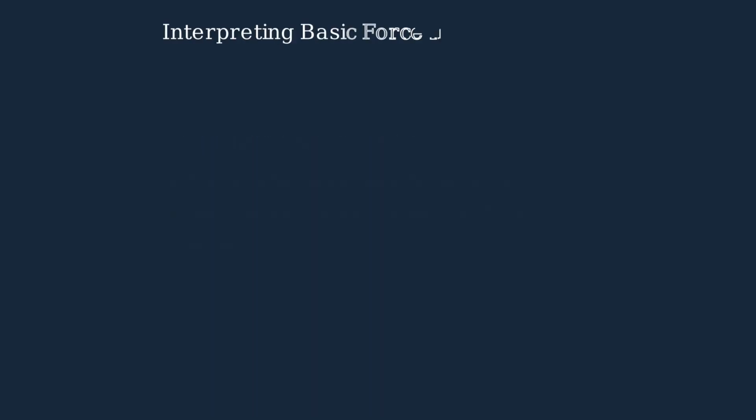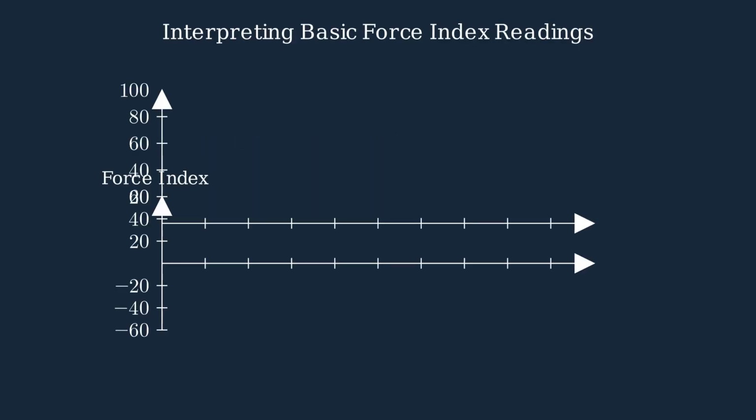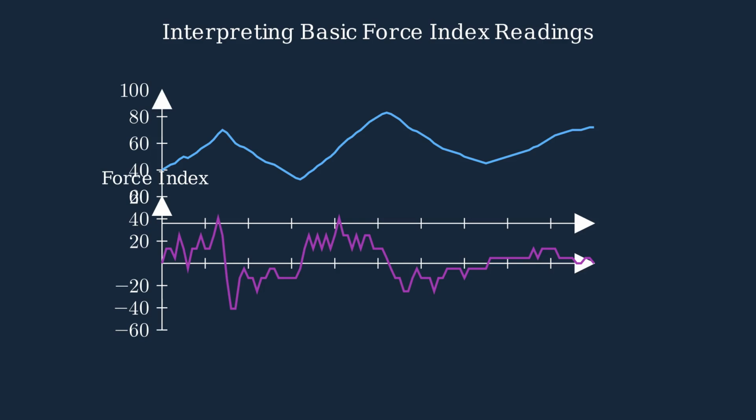In this section, we'll learn how to interpret basic Force Index readings. Let's start with a price chart showing typical market movement. Below, we can see the corresponding Force Index. The horizontal line at 0 serves as our reference point. Positive Force Index values indicate buying pressure, signaling bullish market conditions.